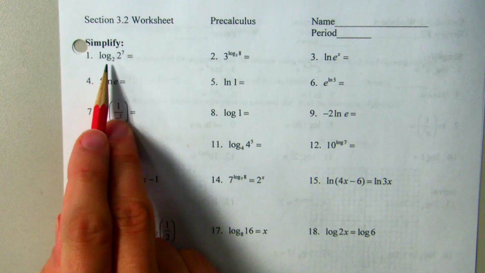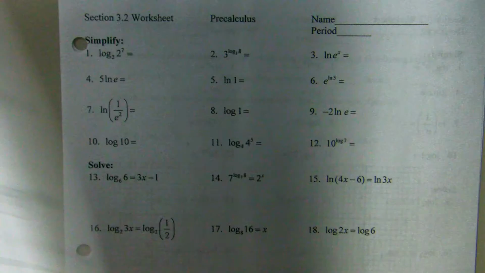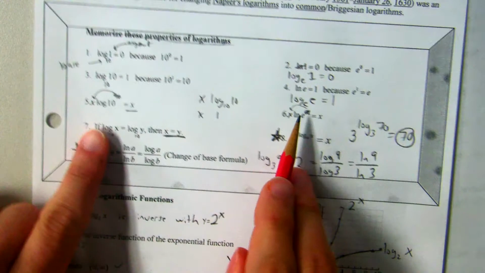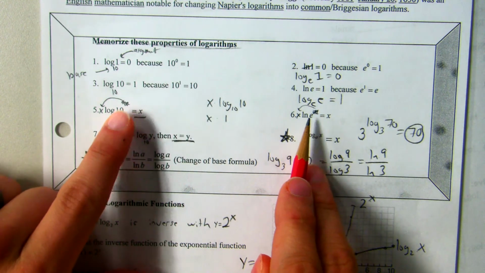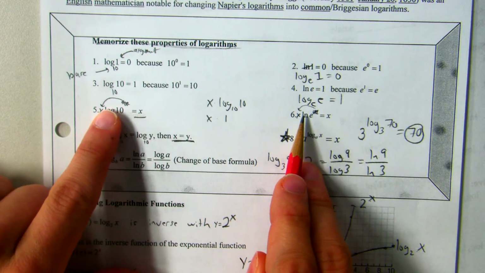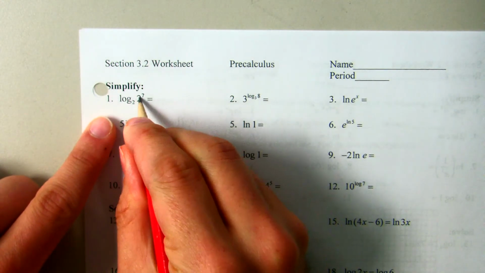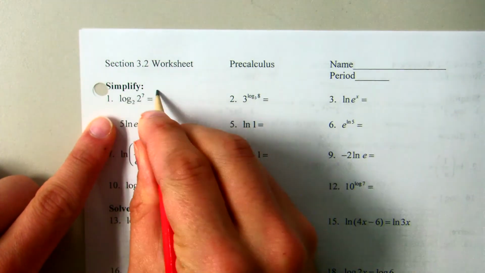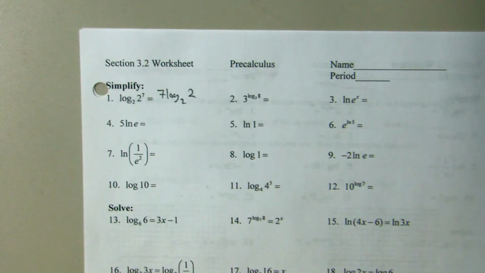Question 1. If you look back at your properties 5 and 6, that's how I would start this one. 5 and 6, we talked about if you have an exponent on something that you're taking the log of, you can bring that exponent down out front. So that's what I would do here. The 7 is an exponent on something that I'm taking the log of. So you can bring that 7 down and make it a coefficient.